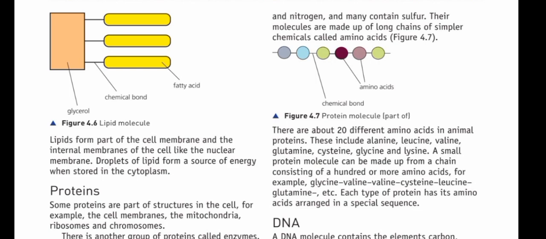The second function is formation of cell membranes. Lipids are an important part of the cell membrane. They form the outer boundary of the cell, helping to separate the inside of the cell from the external environment. Lipids can also form part of the internal membranes of the cells, including the nuclear membrane.